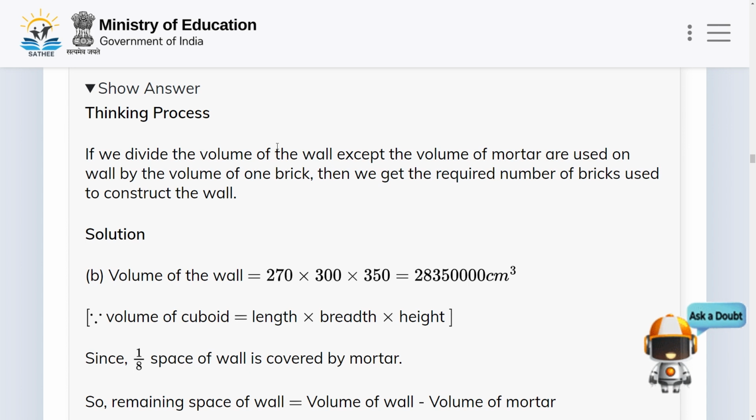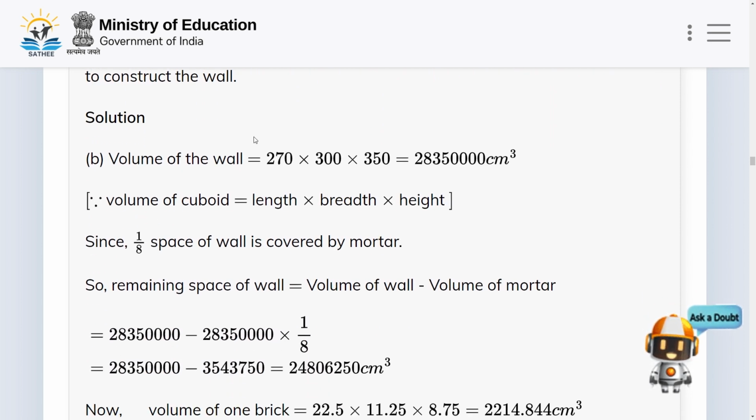First of all, we divide the volume of the wall, except the volume of mortar used in the wall, by the volume of one brick. Then we get the required number of bricks used to construct the wall. Here the volume of the wall is equal to length into breadth into height, so the volume of the wall is equal to 270 times 300 times 350, and this is equal to 28,350,000 centimeter cube.